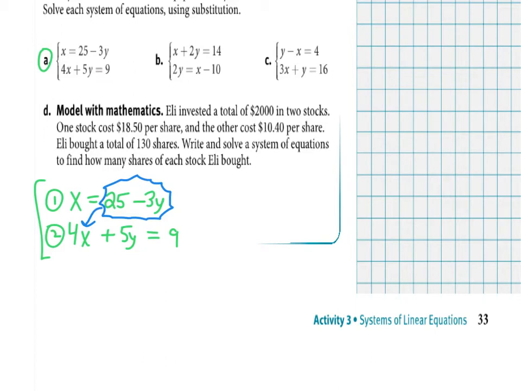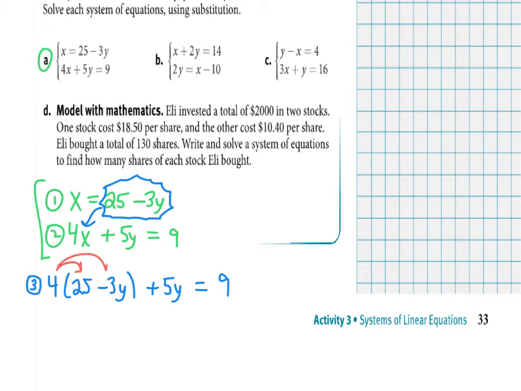So we're going to get this new equation. I'm just going to rewrite equation 2, which says 4 times, now I'm going to put in parentheses what x actually is, 25 minus 3y, plus 5y equals 9. Now what we just did, I'll number this, we created ourselves a new equation, number 3, and if you look at equation 3, it doesn't have two variables in it, it only has y's in it. There's more than one y, but it's just y's, so we can solve this for y algebraically.